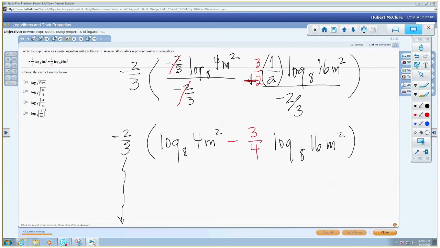Now let's focus on this. And that's going to be log base 8 of 4m squared minus log base 8 of 16m squared raised to the what? 3/4. I'm sorry, what? Well, it'd be negative 3/4. You can bring the negative with this. Make that plus. Okay?